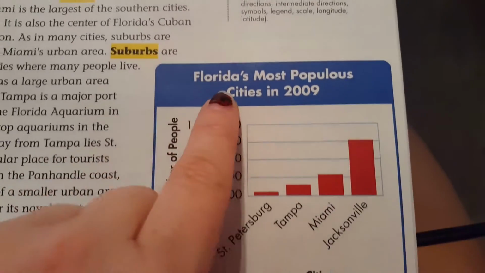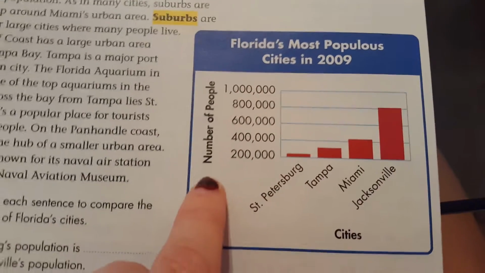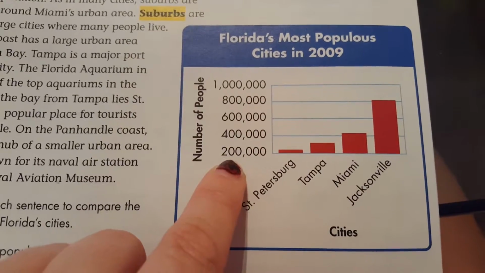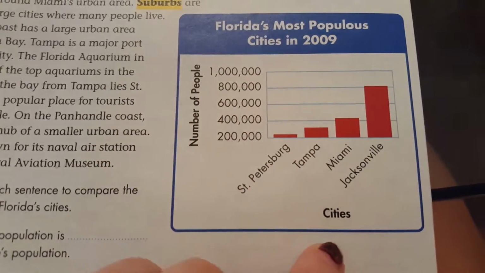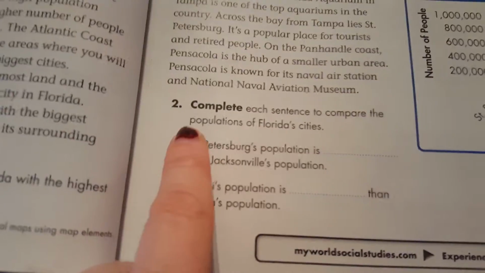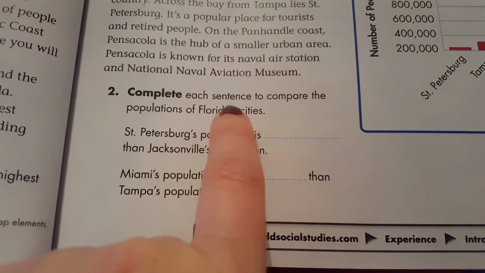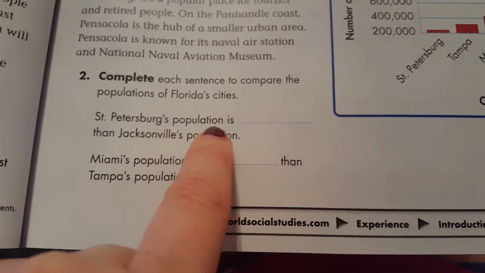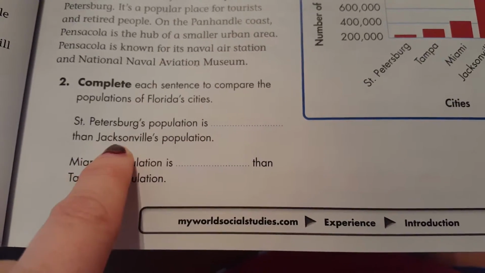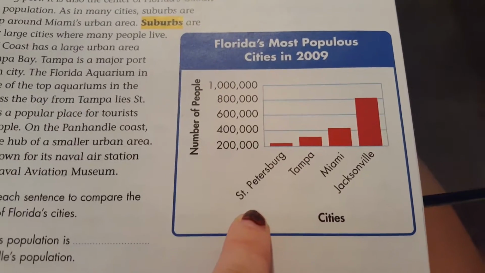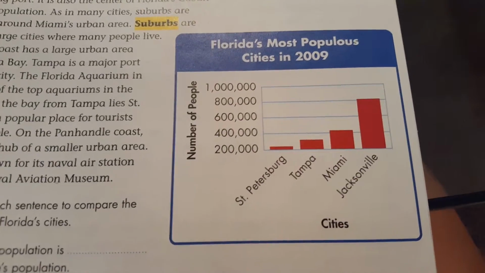So here we go. You can see Florida's most populous cities in 2009. The number of people starting at 200,000 going up to 1 million. And then you have the cities: St. Petersburg, Tampa, Miami, Jacksonville. Number 2 says, complete each sentence to compare the populations of Florida's cities. St. Petersburg's population is greater than or less than Jacksonville's population, and Miami's population is greater than or less than Tampa's population. You have to look over in your book at this chart and decide. Pause now and fill it out.